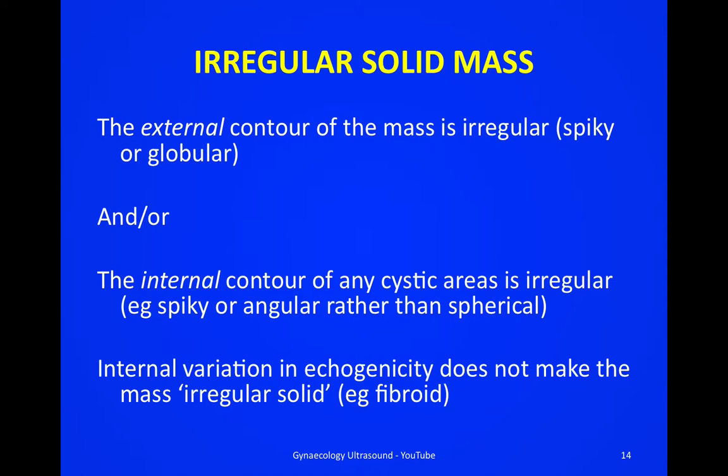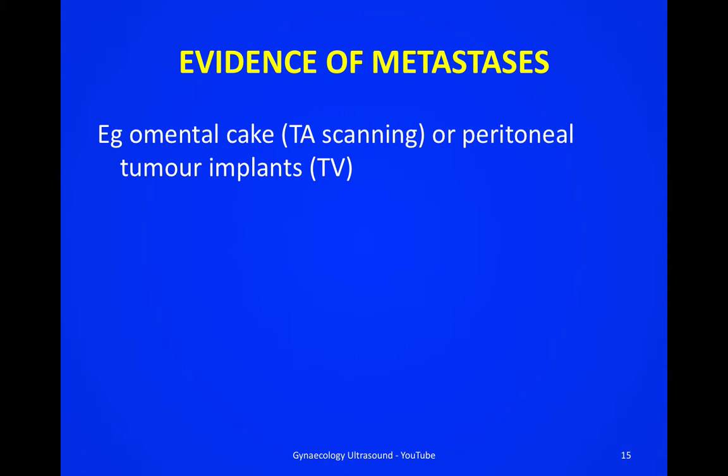Irregular solid mass. This means that the external contour of the mass is irregular, spiky or globular, and/or the internal contour of any cystic area is irregular, e.g. spiky or angular rather than spherical. Internal variation in echogenicity does not make the mass irregular solid, e.g. fibroid. Evidence of metastases means an omental cake seen on transabdominal scanning, or peritoneal tumour implants seen on transvaginal ultrasound.